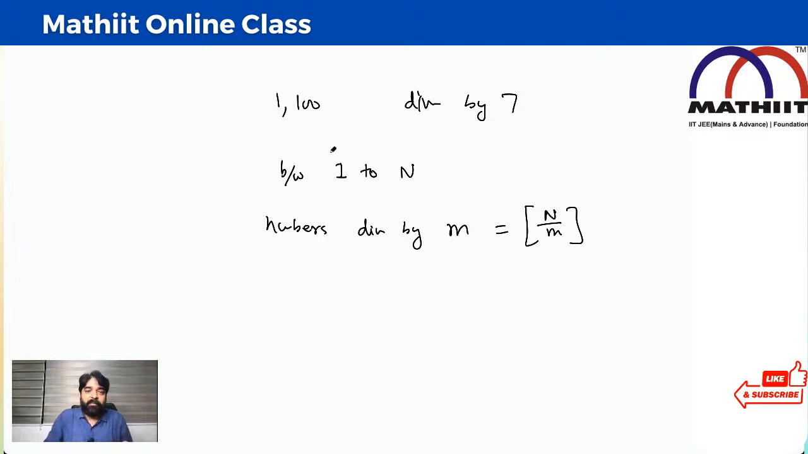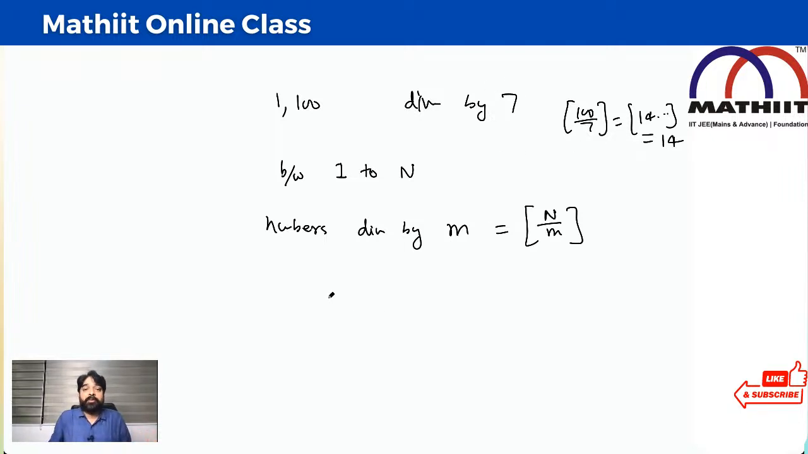So if I say between 1 to 100, how many numbers are there which are divisible by 7? We'll say 100 by 7. 7 1 is 7, so 3, 4, 7 4s are 28, 14 point something. The greatest integer of 14 point something will be 14. Just remove the decimal. It means 14 numbers are divisible by 7.